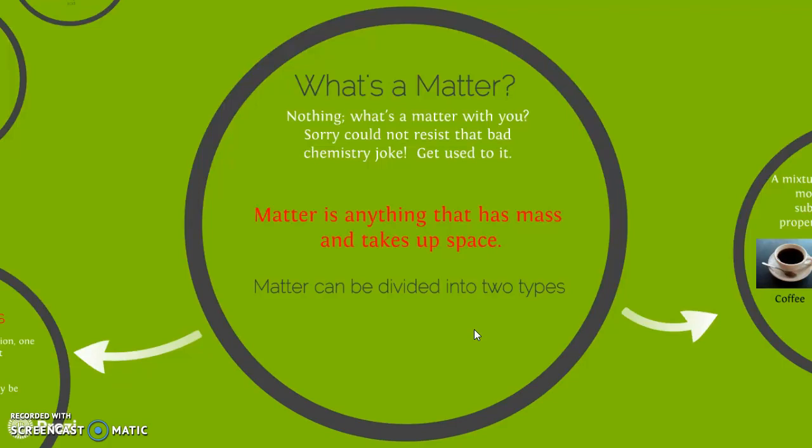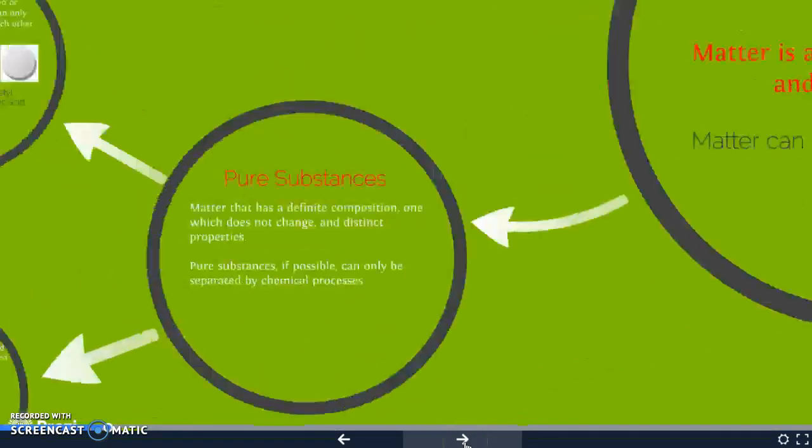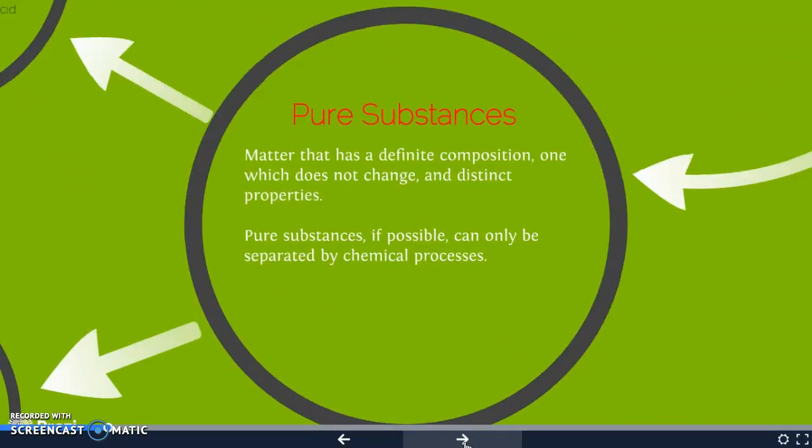Matter can be divided into two types. You've got pure substances and you have mixtures. We're going to take a look at the pure substance side first. Pure substances are matter that has a definite proportion. That proportion does not change no matter what, and it also has very distinct properties.